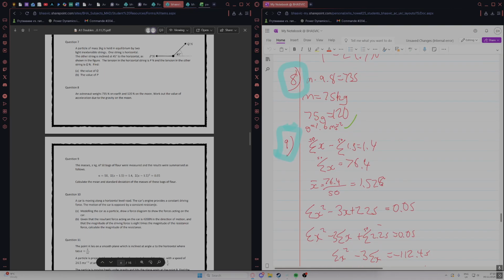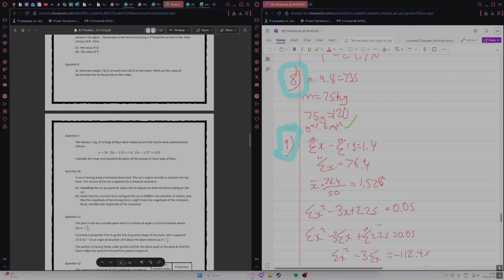Next question. This question was kind of annoying. There probably is a better way to do this, but I just did this instead. So I split the series up into 2 different series. And when you're doing this, sum of 1.5 up to 50, you just add 1.5 50 times, so just 50 times 1.5, which gives you that, which you just add, and then you can find sum of x being 76.4, and then you can find the mean with that.